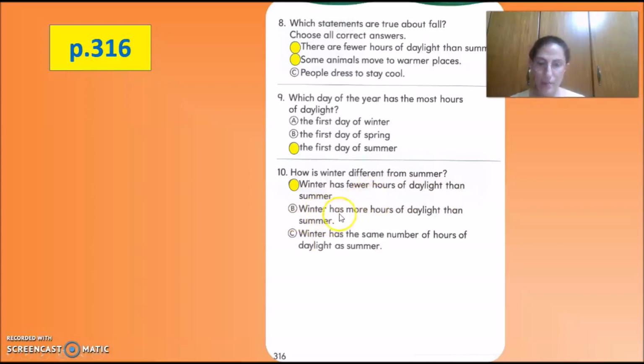Clear? B. Winter has more hours of daylight than summer. This is incorrect. Summer has more hours of daylight than winter. And C. Winter has the same number of hours of daylight as the summer. It is incorrect. Clear? The summer has more hours of daylight than the winter due to Earth's rotation around the sun.